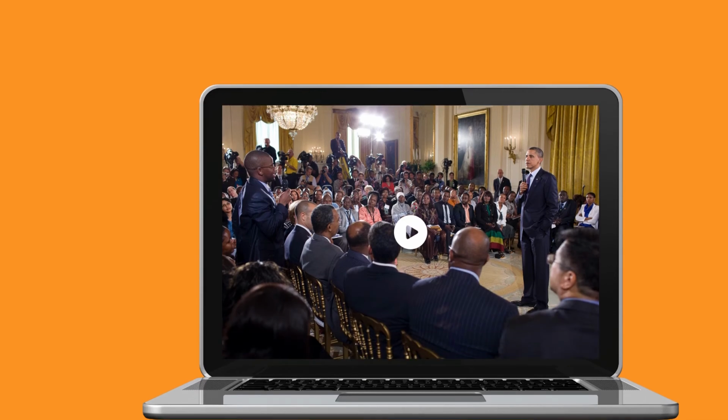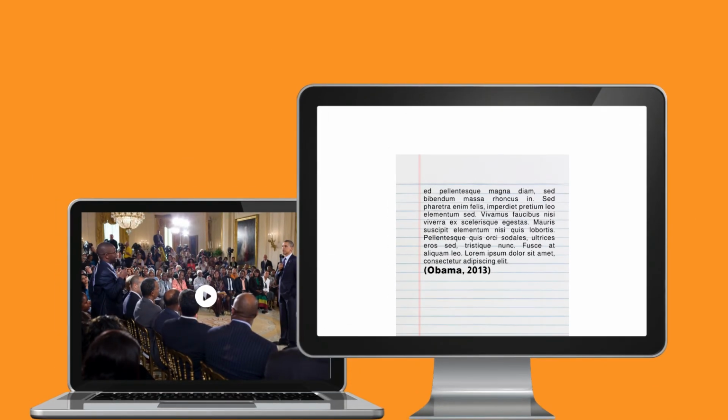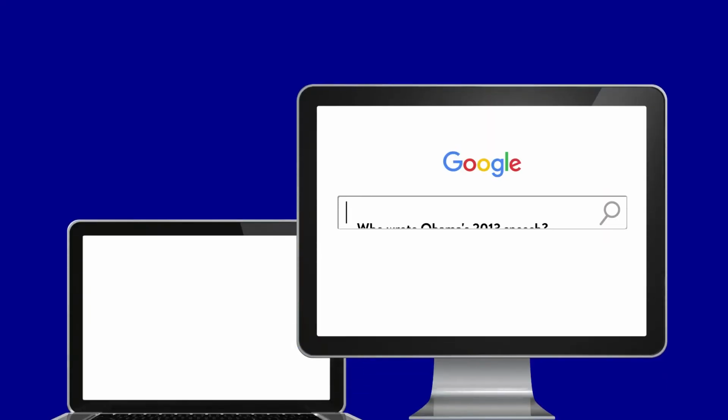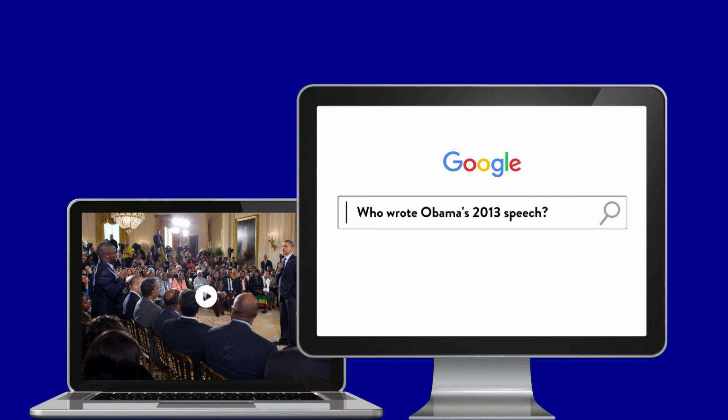For example, you may listen to an interview with Barack Obama and find that you want to use some of his ideas in a paper that you're writing. Even though Obama's words were spoken and not written, you must still give him credit in your paper because you are using his ideas. However, if Obama was reading a speech, you would give credit to the speechwriter, not to Obama.